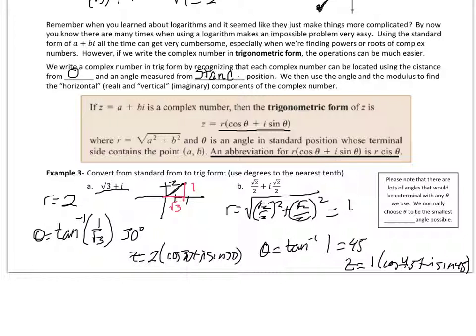All right, now an important note here, a little box. There are lots of angles that would be coterminal with any theta we use, but we will normally want to choose the smallest positive angle, correct. Not always necessarily, but normally you want to choose the smallest positive angle.